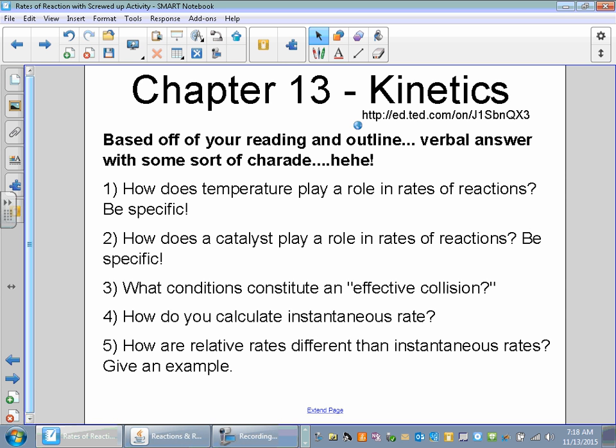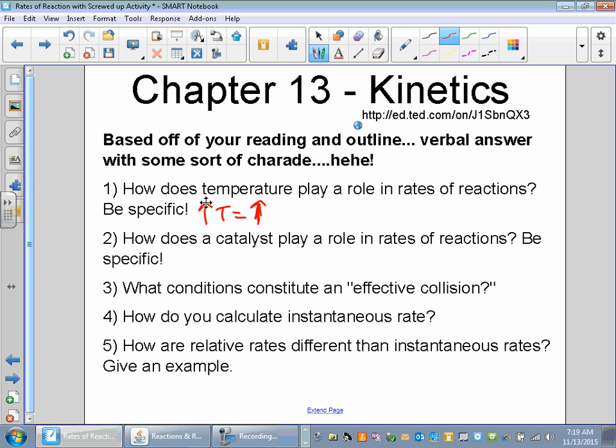Okay, so how does temperature play a role in rates of reactions? The higher the temperature is, the faster the rate of reaction is, because when there's a higher temperature, the molecules move faster and cause more collisions. Okay, so increased temperature increases rate of reaction. Specifically, you said collisions.